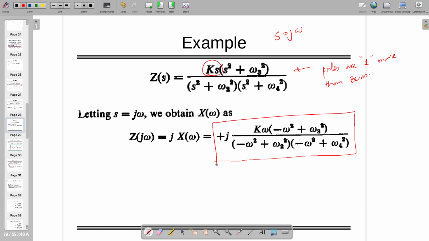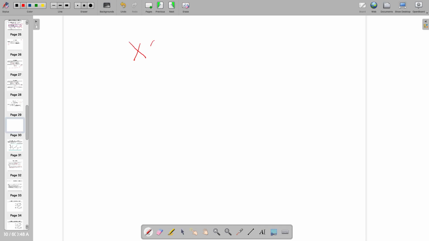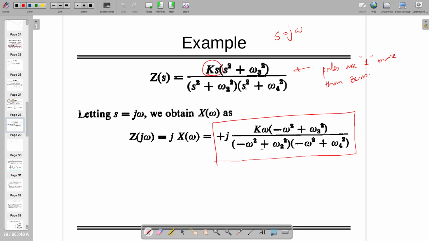Now I'm interested in finding out how this x of omega will behave with respect to frequency omega in radian per second, right? By looking at this transfer function, can you tell me what the function will look like? Can you draw x of omega? You may have the following, going from 0 to infinity.